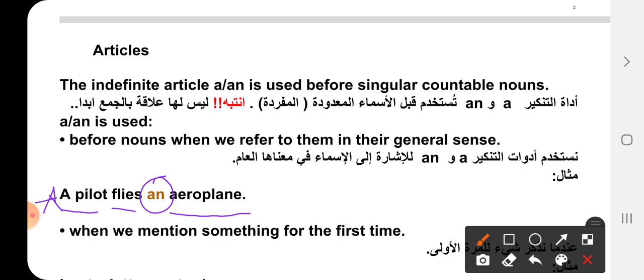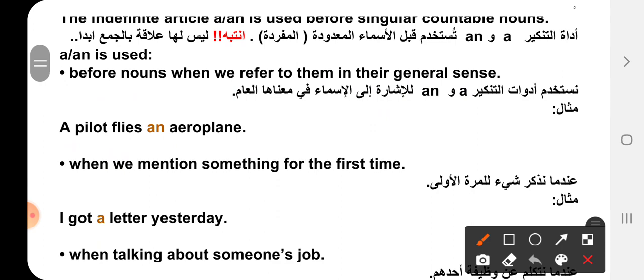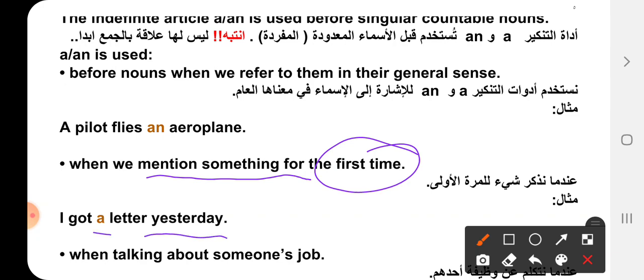Let's start from the beginning: before nouns when we refer to them in their general sense. Also, we use it when we mention something for the first time. Look at this example: I got a letter yesterday. He mentioned that for the first time, so he used a here.